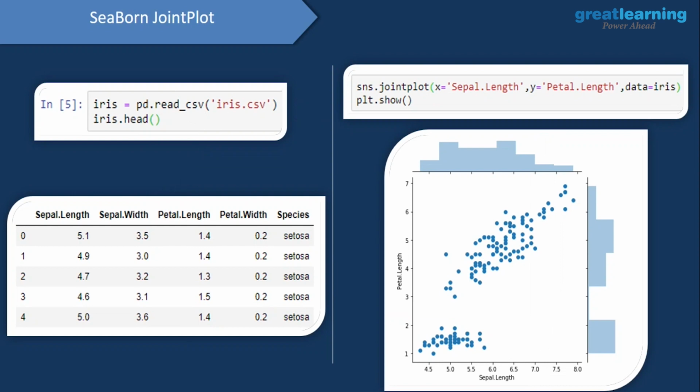Next, we have a new geometry called a joint plot. So this joint plot is a combination of a scatter plot and a histogram. So as you guys see over here, I have a scatter plot in the center, and I have a histogram at the top side and the right side. And I'll be creating this joint plot on top of this iris data frame. So once I've loaded this iris data frame, I want to create a joint plot between sepal length and petal length. So I just created a scatter plot.